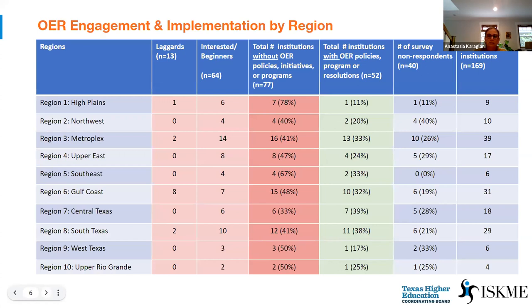At the next step, we mapped the institutions comprising the three subgroups by geolocation and by level of OER commitment, trying to understand which specific regions of the state have greater need for OER support. By looking at column four, the one highlighted in red color, we can see that the High Plains region has the highest percentage of institutions with low OER commitment, followed by the region of Southeast. However, the regions of Metroplex, Gulf Coast, and Southtex have the highest overall count of institutions with low OER commitment.